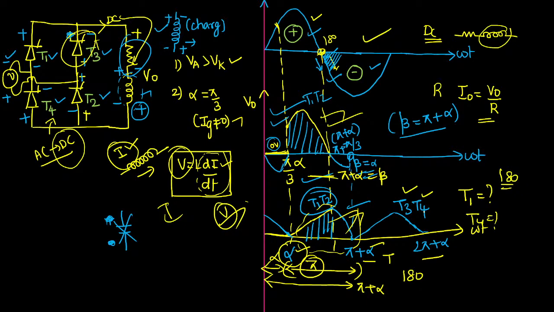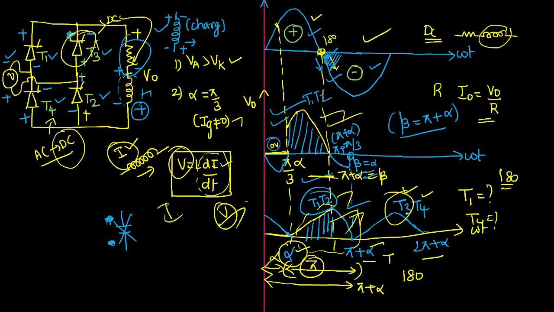If you observe thyristor T2, that is also 180 degrees. T3, from pi plus alpha to 2 pi plus alpha, will be in conduction, that is also 180 degrees. T4 also 180 degrees. So it doesn't matter whether you are taking a pair of thyristors or a single thyristor, the conduction period will be the same. That's what I told you.